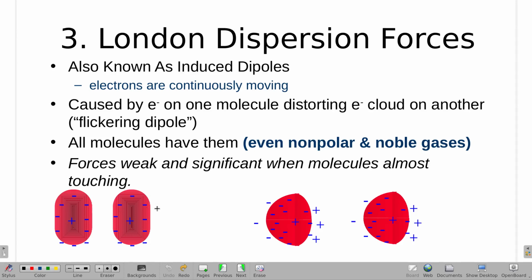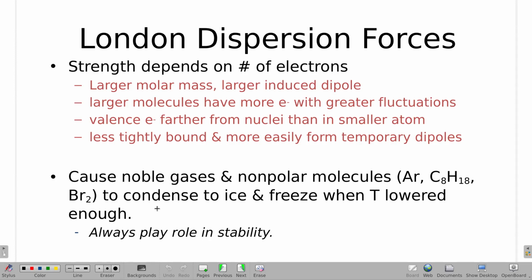But those momentary dipoles create small attractions. What's going to factor into making it a stronger attraction is just flat out more molecule. So a heavier or larger molecule is going to have more chances of having those electrons unevenly distributed, and therefore a stronger dipole. So we see London dispersion changes with molar mass, first of all. The bigger, the stronger the attractions are.